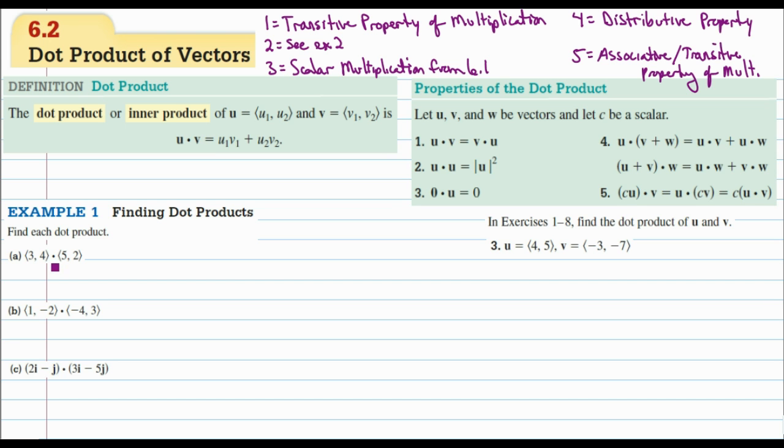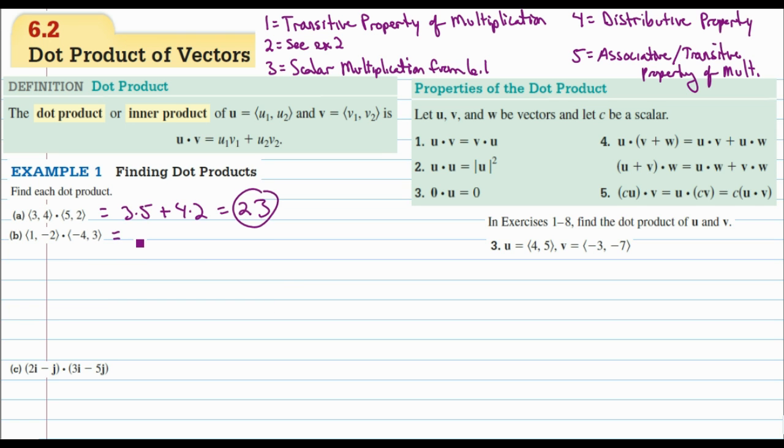The dot product of part A, the vectors 3, 4 and 5, 2, would be the result of multiplying 3 times 5, the two x coordinates, plus 4 times 2, the two y coordinates. So 15 plus 8 is 23. So the dot product of those two vectors is 23. And the same follows with part B. The product of the x-coordinates plus the product of the y-coordinates, in this case, will be -10.